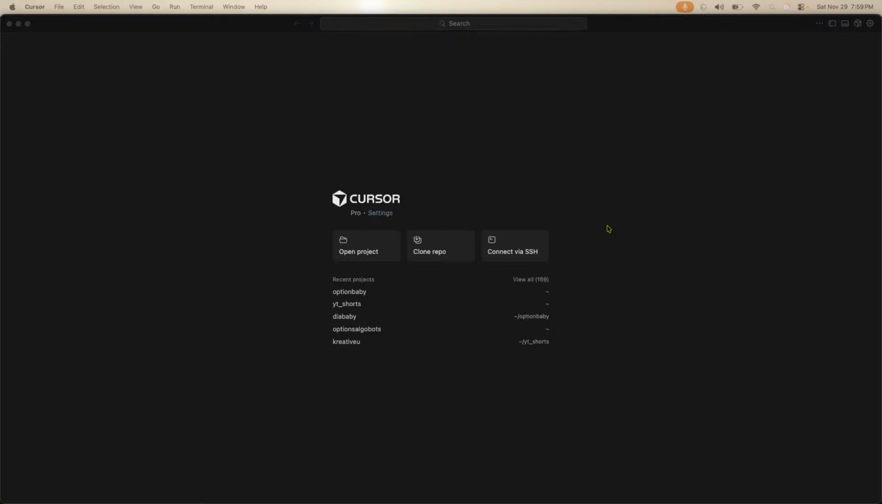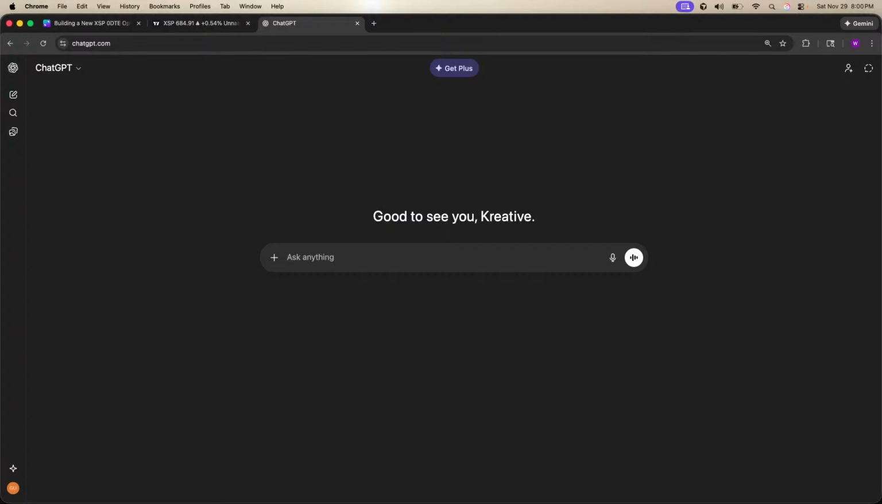What I'm going to be using is Claude Code inside Cursor. But first, I want to use ChatGPT to flesh out a couple of ideas that we have. So first, let's go ahead and start the context.